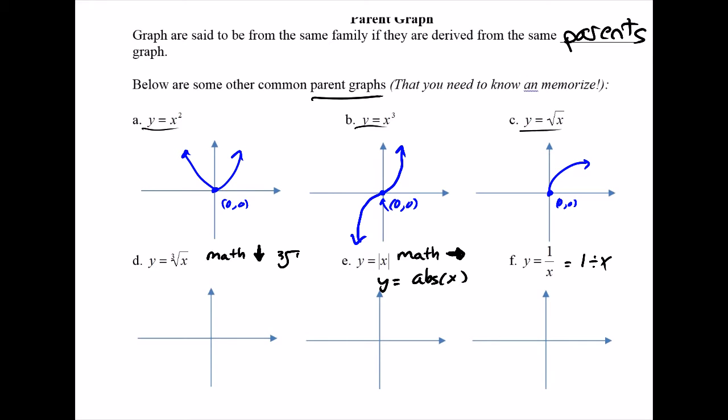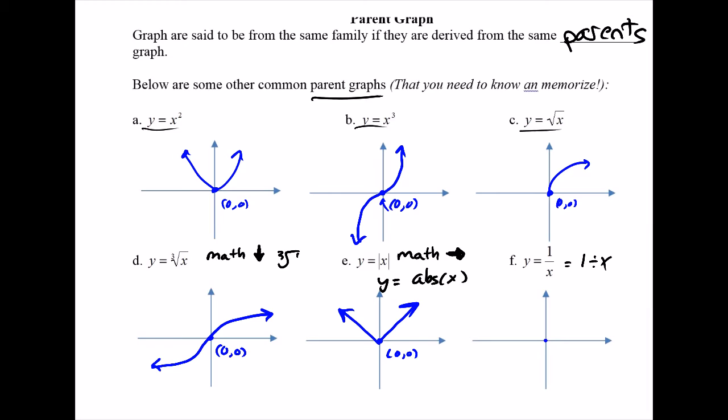For the cube root of x, we go through 0, 0, and it looks like an x cubed graph on its side. So we come up like this and shoot off. The cube root goes through 0, 0 as well. Absolute value of x can never be negative, so it has a point at 0, 0, and it goes off to the left and right. Now here's where things get funky.